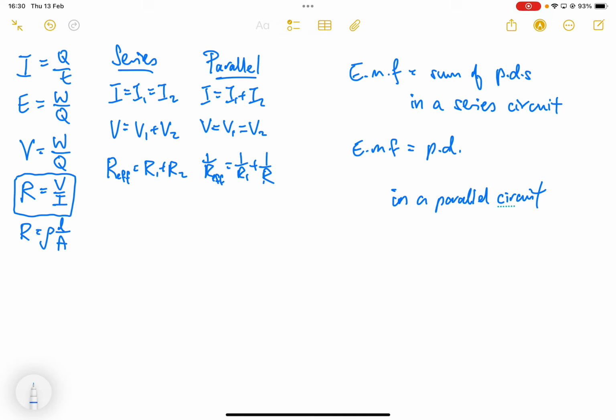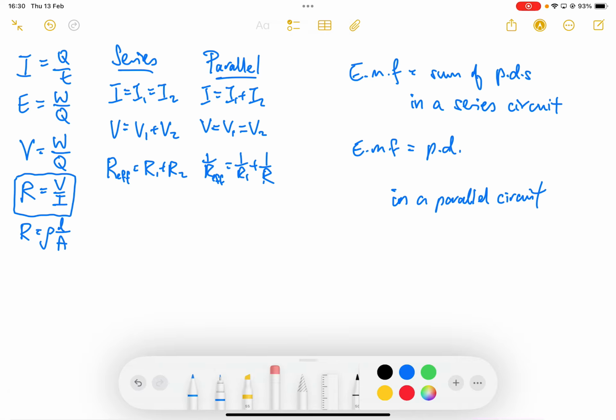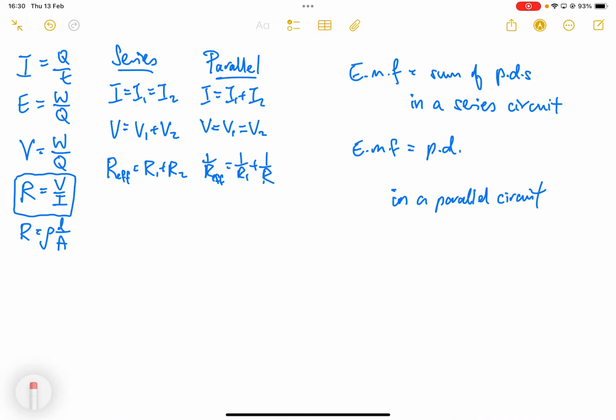All right. Okay. So for parallel circuit, EMF is equal to the PD. All right. Okay, so let's move on. This is actually all the basics only. These are all the basics. If you don't even know the basics, how are you going to do the more difficult questions?